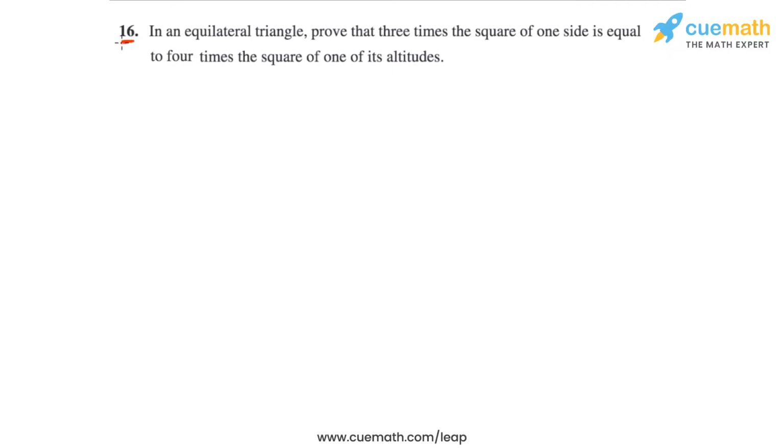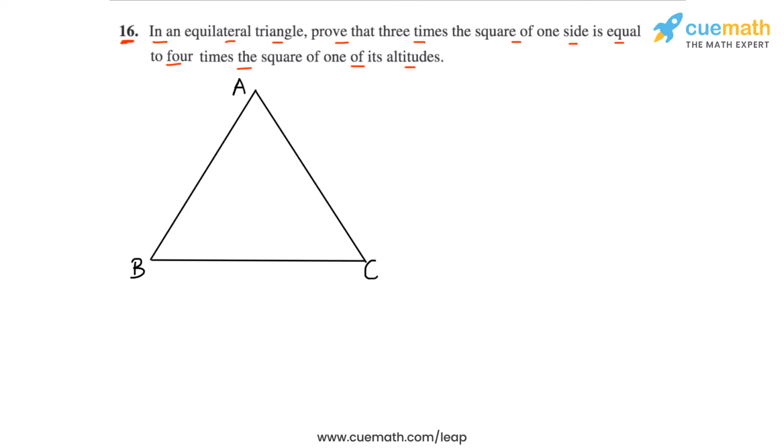Question 16 of this exercise says, in an equilateral triangle, prove that 3 times the square of one side is equal to 4 times the square of one of its altitudes. So let's draw a figure to help us solve this problem. So here's an equilateral triangle ABC that I have drawn.